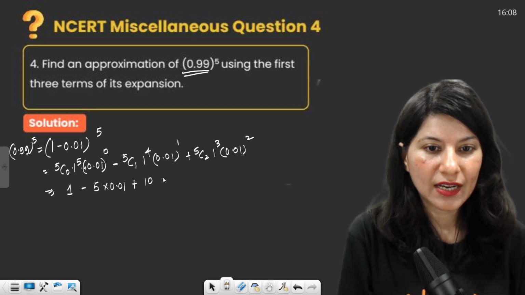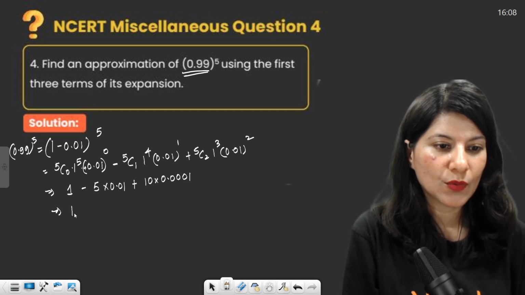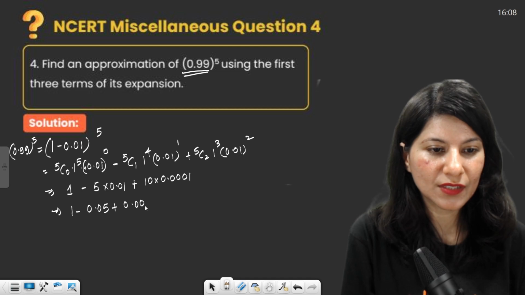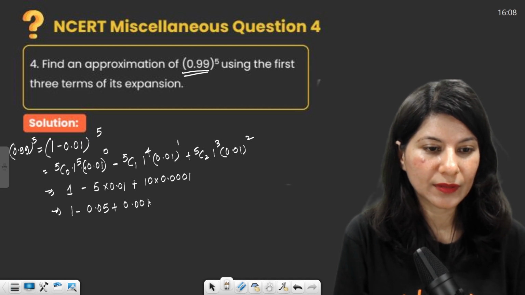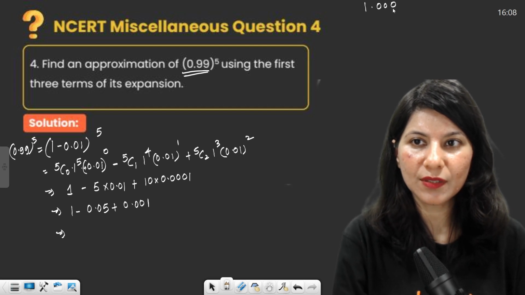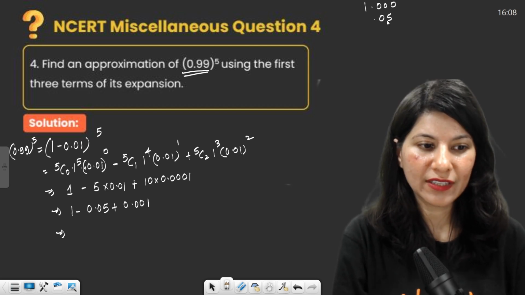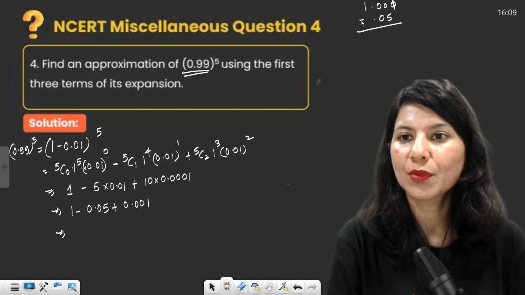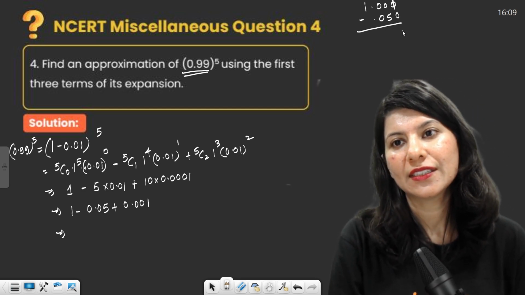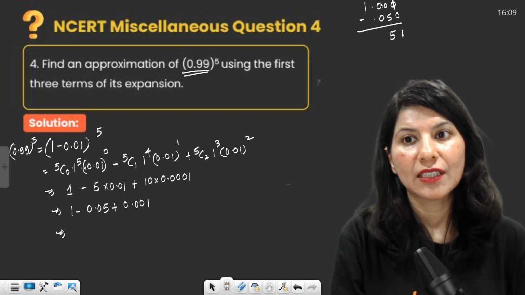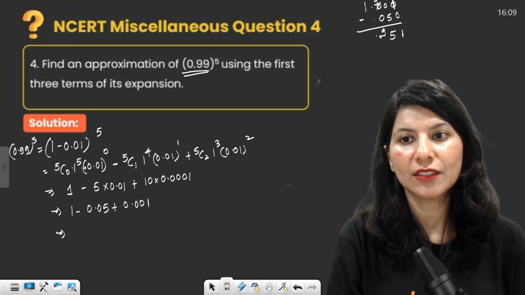Now this is 1 minus 5 into 0.01 plus 5c2, which is 10, and this is 0.0001. That's it. 1 minus 0.05 plus this, which is 0.001. Right? So this is 1.000 and this is 0.05. You have to subtract, by the way, and then add. Subtract 0.05 in this. So clearly this is 1 minus 0.1. 10 minus 5 is 5. Then 9 minus 0 is 9. 0.951.